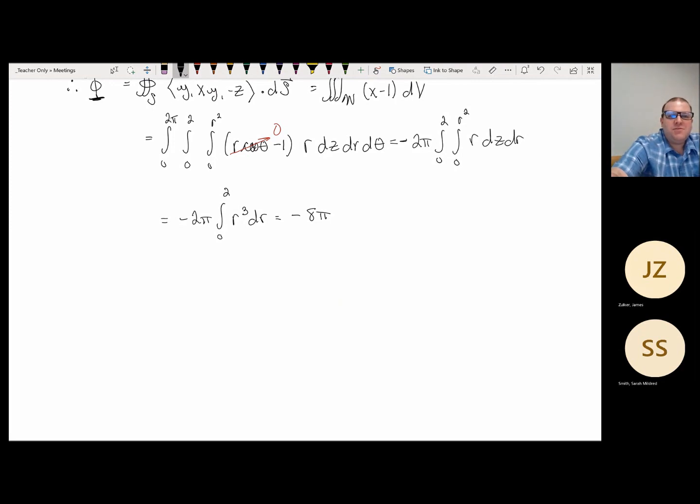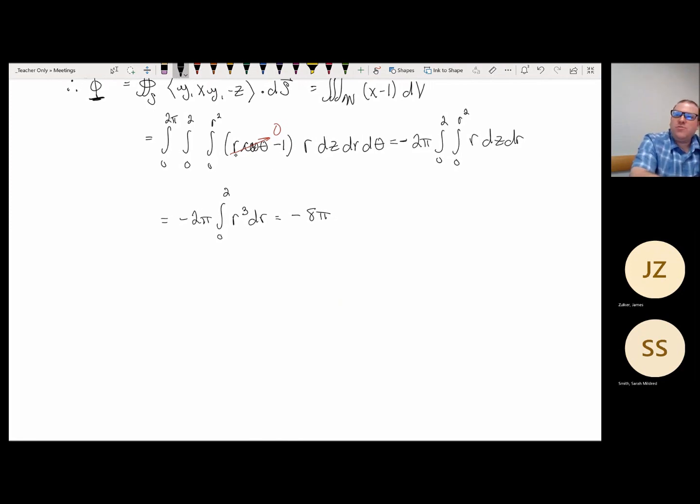Let's actually make sure I copy from the right problem set this time. Remind me how that r cosine theta came out to 0. Is it like the full period thing? Yep. Okay, and so how can we tell it's a full period of cosine? Right, so I just integrate with respect to theta first.